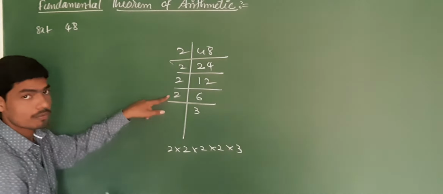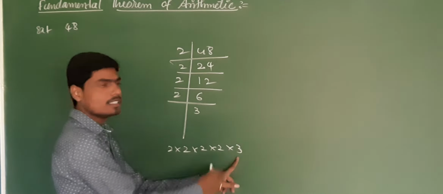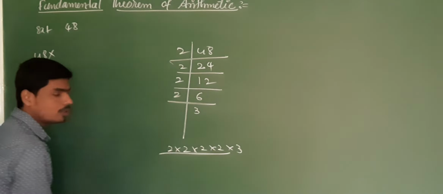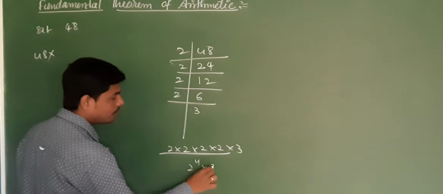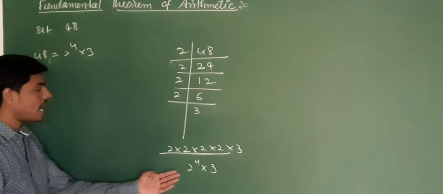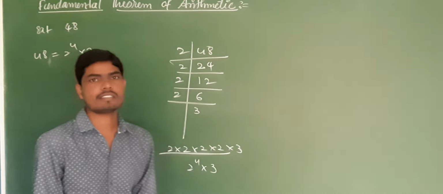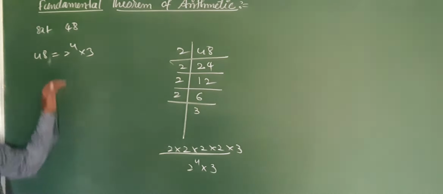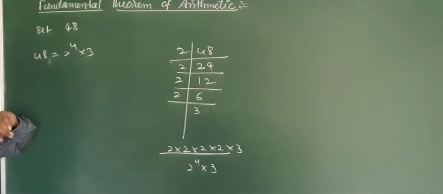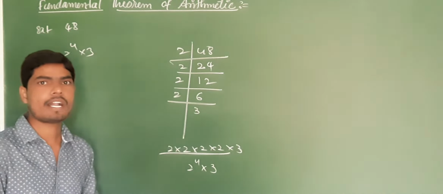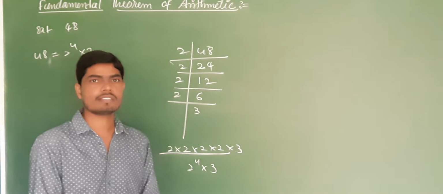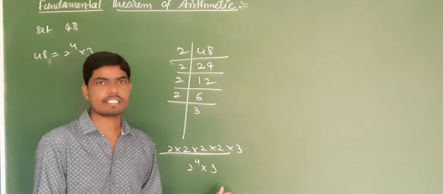1, 2, 3, 4. There are four 2s and one 3. So now 48 you can write as 2 × 2 × 2 × 2, that is 2 power 4 × 3. That means it has 1, 2, 3, 4, 5 factors, and those are all prime factors. Now you are changing this 48 into prime factors. This type of statement is called the fundamental theorem of arithmetic. Like this, you can convert any composite number into a product of prime factors.